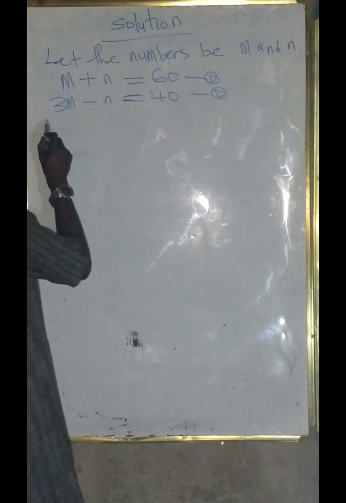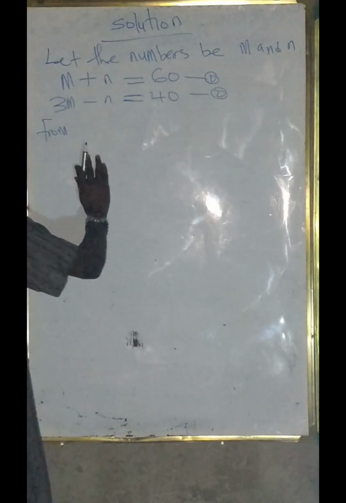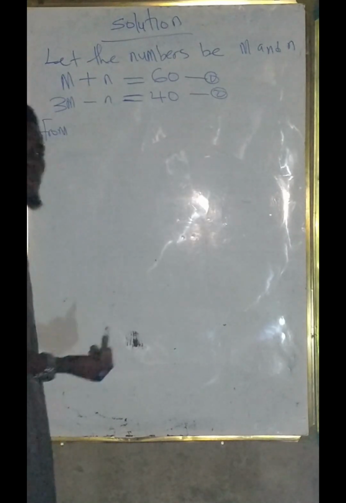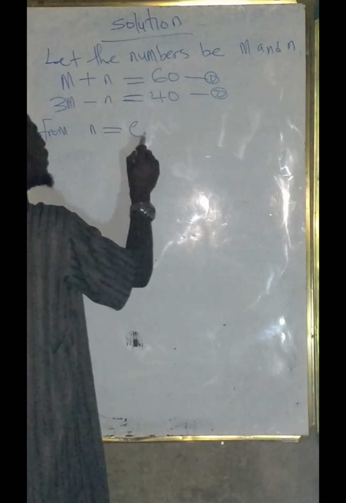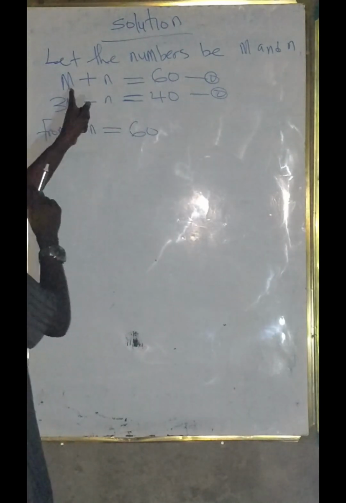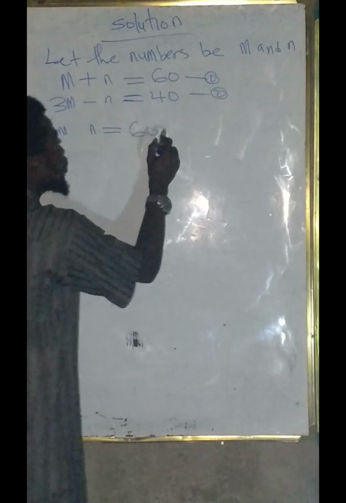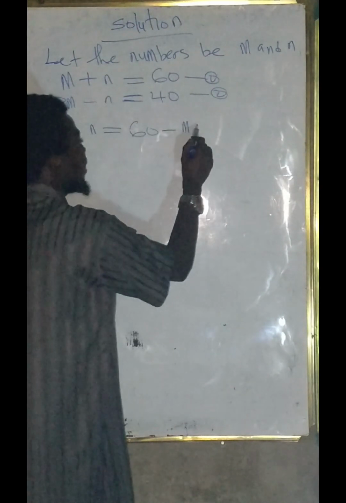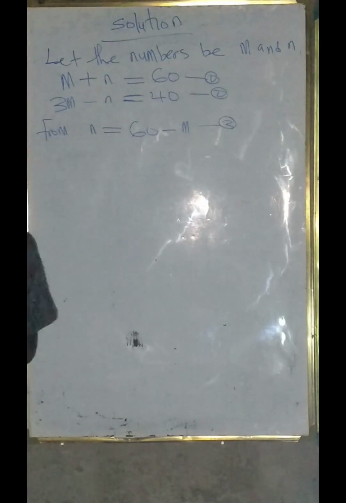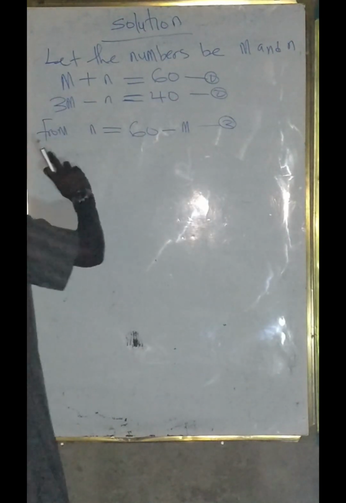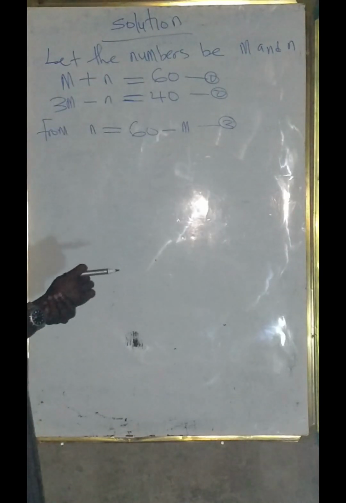From equation 1, make N the subject, or you make M the subject. Which one do you want? N. So N is equal to 60 minus M, because M is positive and going over becomes negative. Call this equation 3. Are we getting the concept here? Now take equation 3 and substitute into equation 2.